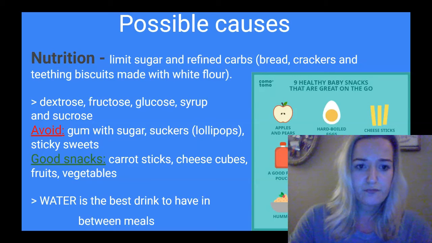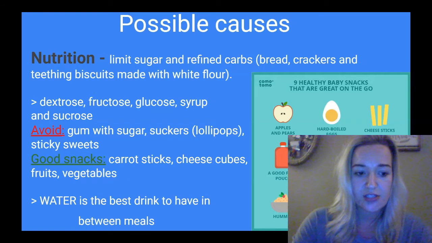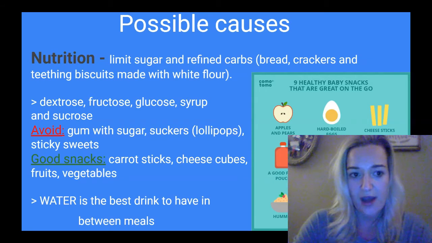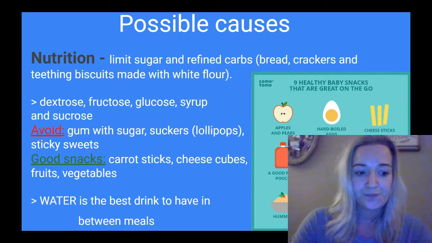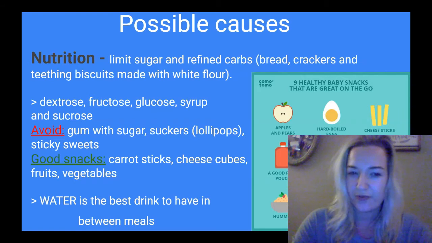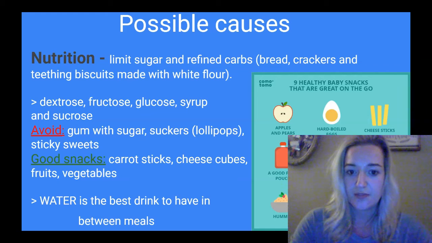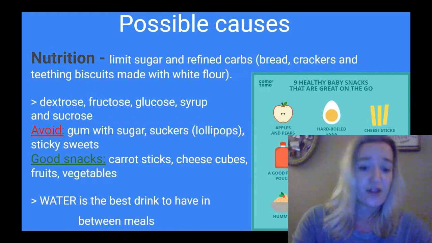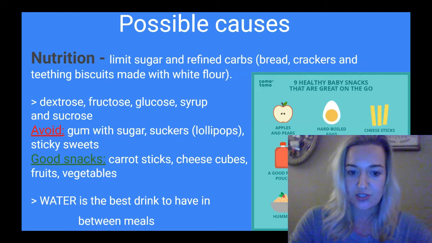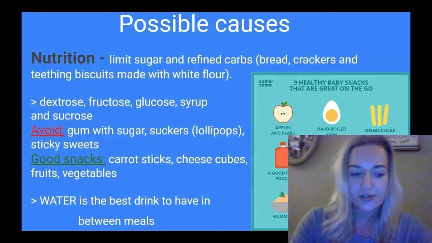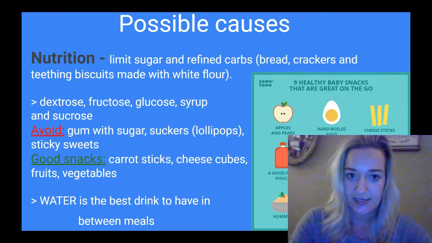So some possible causes. First, nutrition. When a child eats or drinks sugars, the germs in a child's mouth mix with sugars to make a mild acid. This acid attacks the hard outer layer of the teeth, called enamel, and this can cause cavities. We like to limit sugars and refined carbs, such as bread, crackers, and teething biscuits that are made of white flour. We also look at labels when you buy foods for kids, like dextrose, fructose, glucose, that's all sugar. We like to avoid gum with sugar, suckers like lollipops, and sticky sweets that stick to their teeth. Instead, we like to encourage good snacks, like vegetables, fruits, carrot sticks, and cheese. Water is the best drink to have in between meals for kids, just to wash away whatever is stuck to their teeth. And of course, poor oral hygiene, like no brushing or poor brushing techniques, is a cause as well.